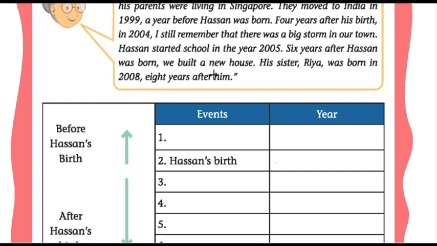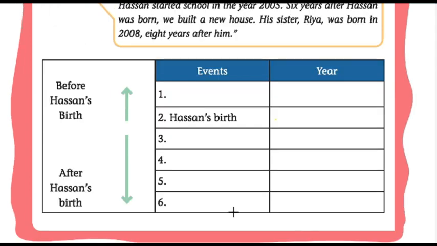6 years after Hasan was born, we built a new house. He was born in 2000, so 2006, built a new house. You have to write 2006 here. And then Ria's birth, 2008. So you have to fill this tabular column in this way. I hope you understood how to fill this.